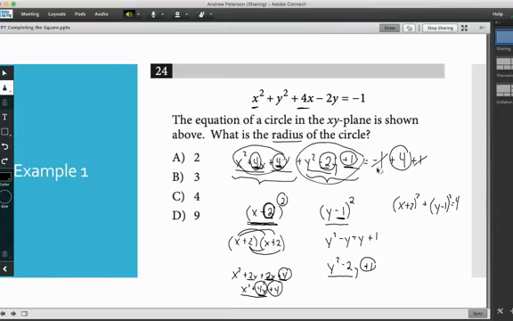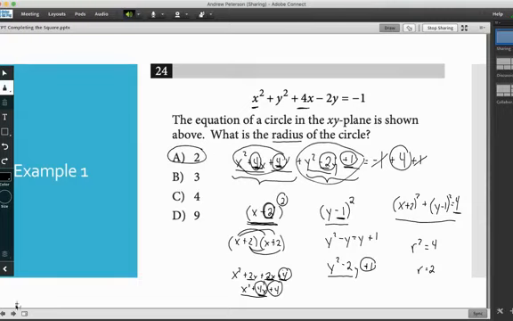Now, to answer question 24, we can take a look, and it's asking for the radius. Well, we already did the hard work, and a lot of it. We got to this point, which means that the radius, or at least the square of the radius, is equal to this number right over here, 4. So if the square of the radius is equal to 4, and we square root both sides, we'll be able to find that the radius is equal to 2, and therefore answer choice A is correct for this problem.